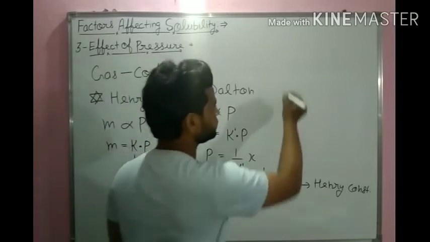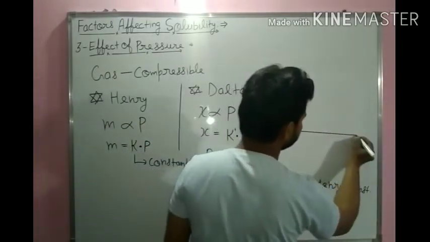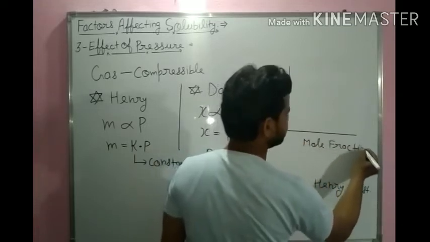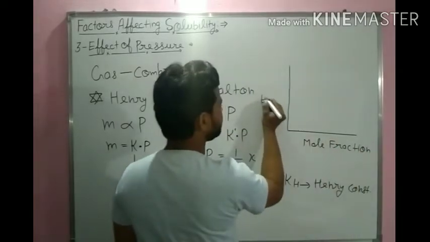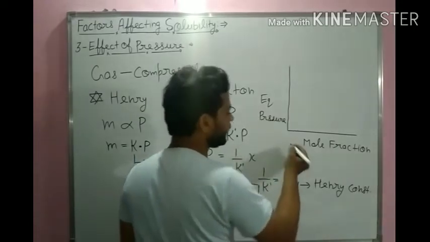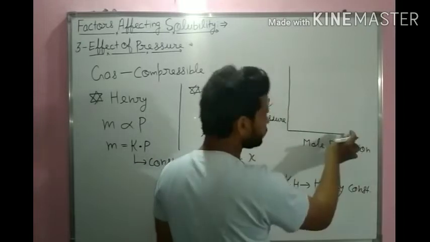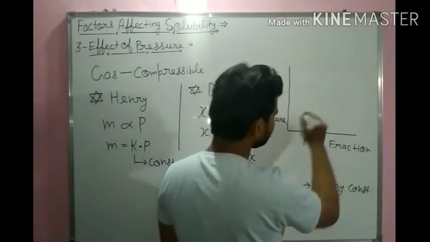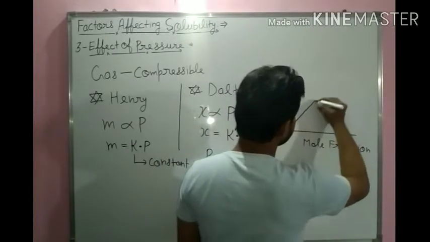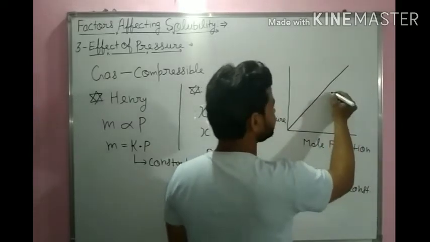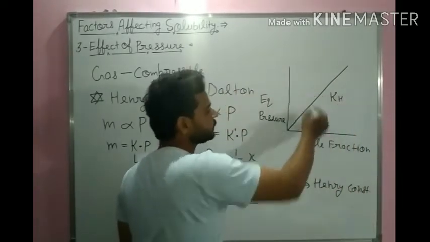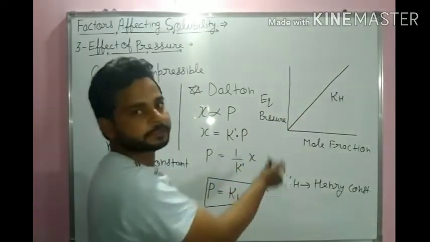When we plot a graph between mole fraction of a gas and equilibrium pressure, as pressure increases, mole fraction of gas also increases. From this we gain a relation inclined at this angle, and this is equal to Henry constant. So Henry constant for a particular gas may be calculated by this relation.